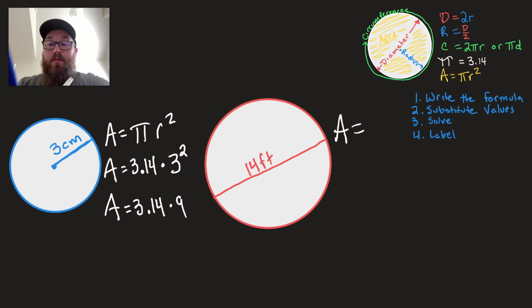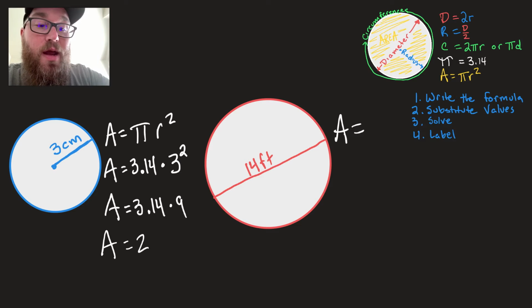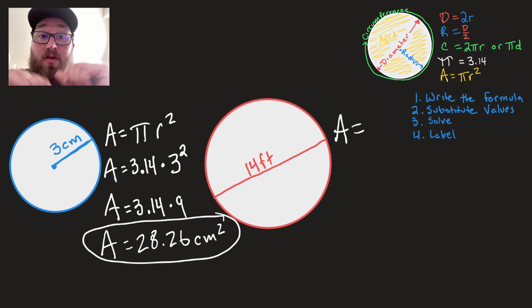And then I'll just go ahead and put that into my calculator, 3.14 times 9. And I get area equals 28.26 centimeters squared. Remember, once again, that for area, we're trying to figure out how many little squares are in there, like you're painting a wall. So make sure you label it as such.